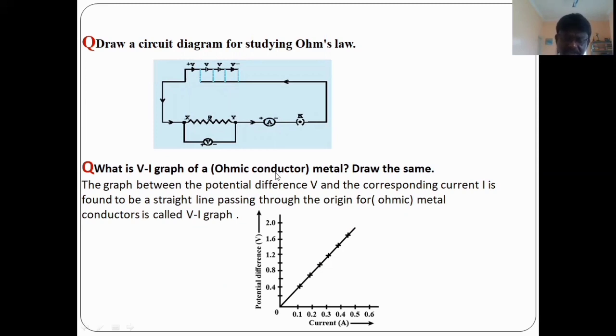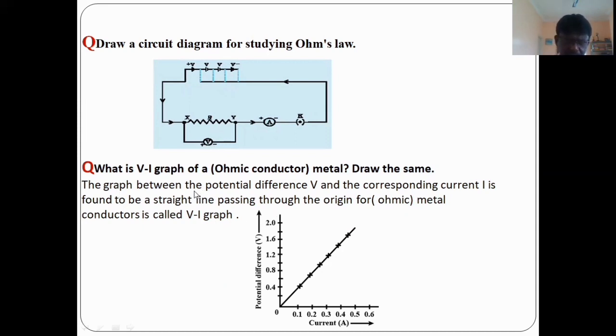Next, what is the VI graph of an ohmic conductor? What is that ohmic conductor? A conductor which follows Ohm's law, for which Ohm's law holds good, we say is an ohmic conductor. Draw the same. That means we have to draw now the VI graph. Already we discussed, children, with that numerical activity.